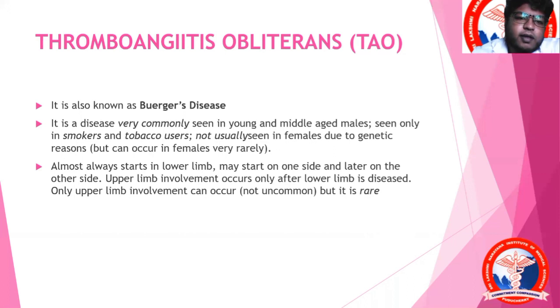Almost always, it starts in the lower limb. It may start on one side and later on the other side. Upper limb involvement occurs only after the lower limb is diseased. Only upper limb involvement can occur, but it is also rare.